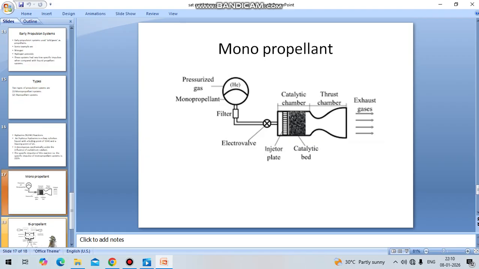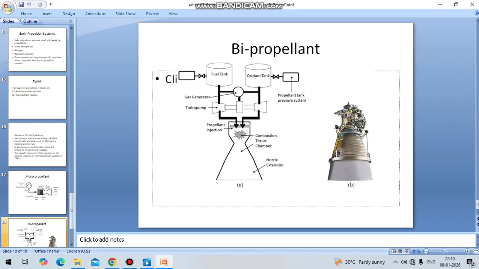The second type of propellant system is the bipropellant. The operation of the bipropellant is almost the same as that of the monopropellant. The only difference is that in the bipropellant they place the oxidizer as well as the fuel in different locations. But in the case of monopropellant, both the oxidizer and the fuel are placed in a single chamber. A single material is used, but here both are made up of different materials.